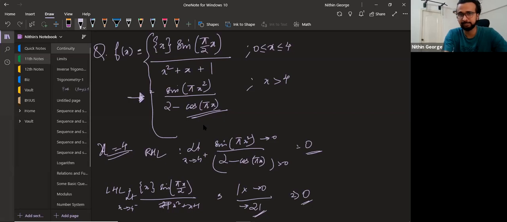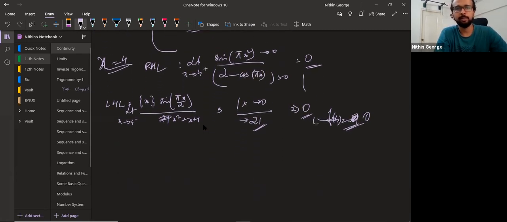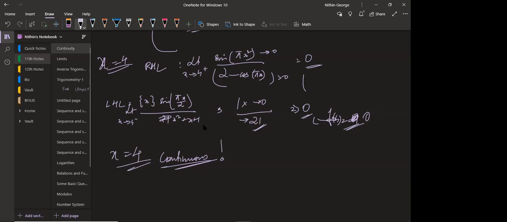Now we can say that the limit exists. What about the value of the function at that point? You put x equal to 4 here. Exactly 4. So the fractional part of 4 is 0. This becomes sine 0, which is exactly 0, and this becomes 21. The value of the function, f of 4, becomes 0 by 21. All these are equal. So I say that at x equal to 4, it is continuous.